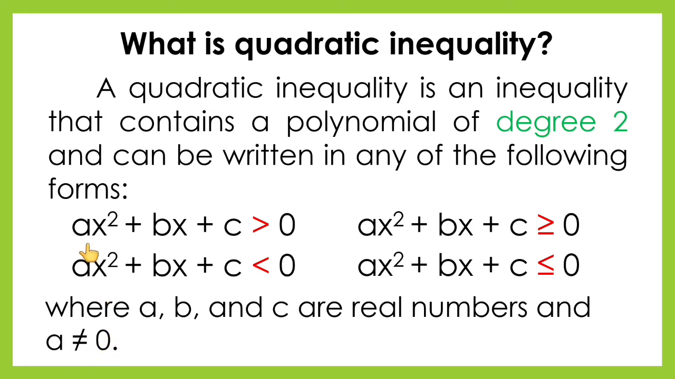Bakit ang a ay hindi dapat equal sa 0? Kung ang a ay equal sa 0, ang quadratic term natin ay magiging 0. Ang matitira na lang ay bx plus c sa left side. So, magiging linear inequality na siya. Hindi na siya quadratic inequality. So, dapat ang a ay hindi equal sa 0.